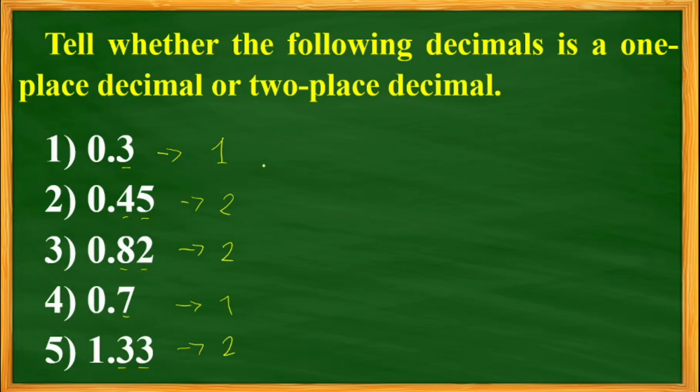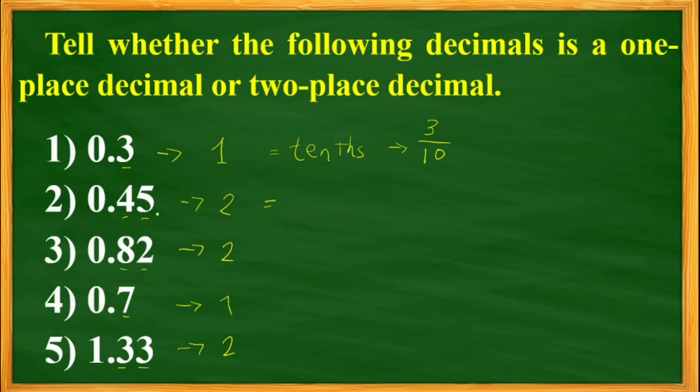Now let's proceed. What is the sense of this one? So a one-place decimal is in the tenths place. So we can rewrite this one as a fraction by using the place value. It is in the tenths place, so write 3 as the numerator, and then the place value is the denominator. So 3 tenths is the fractional form of 0.3.